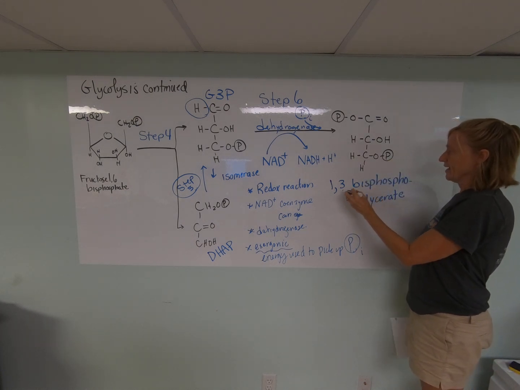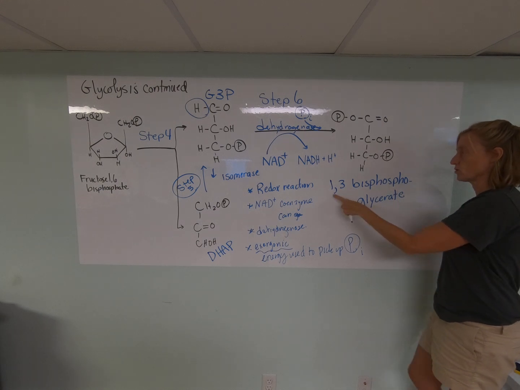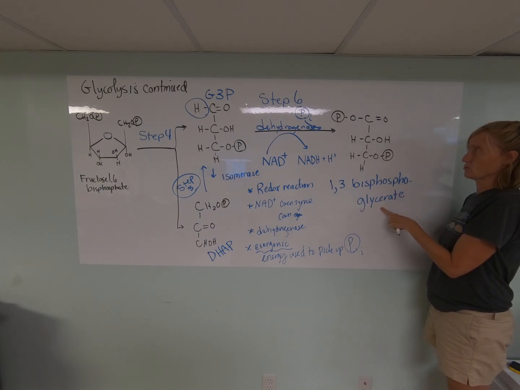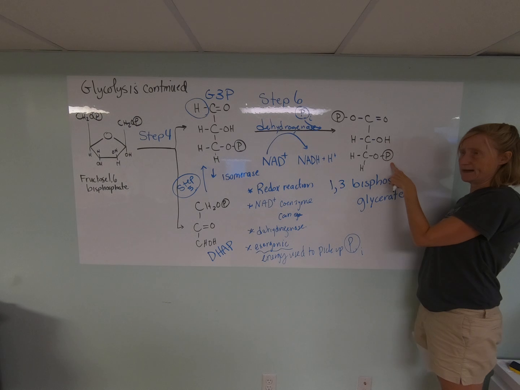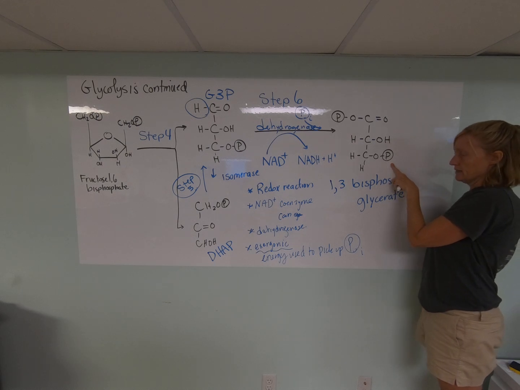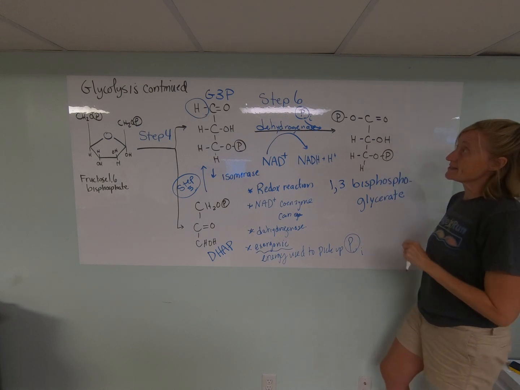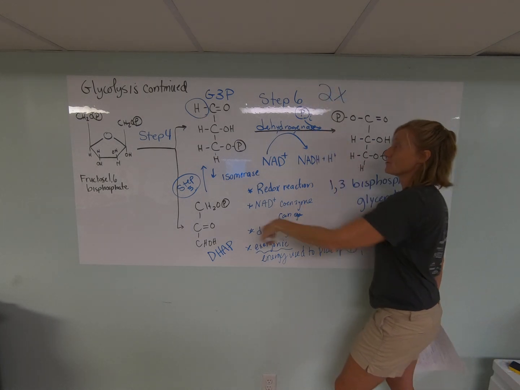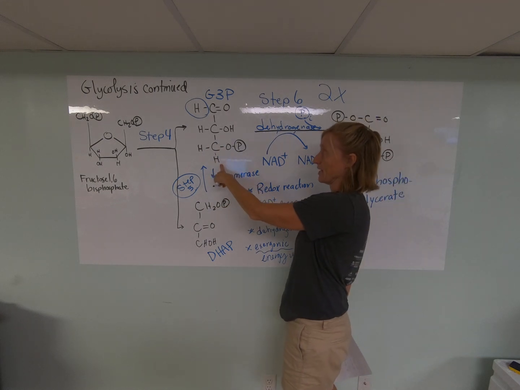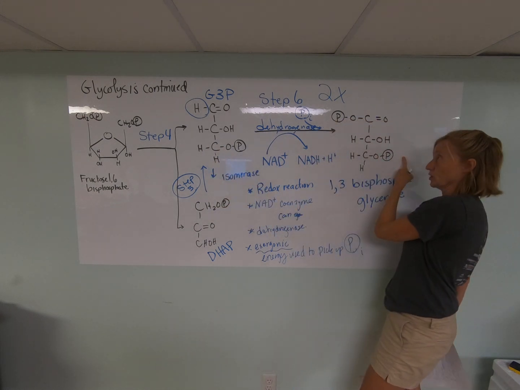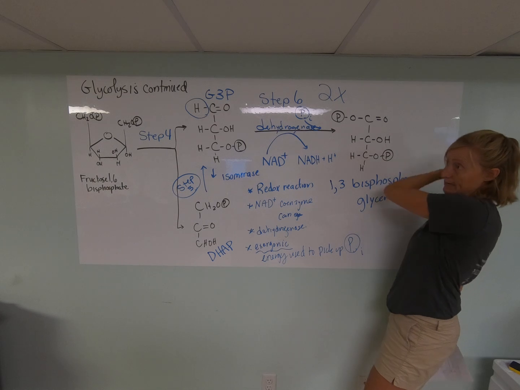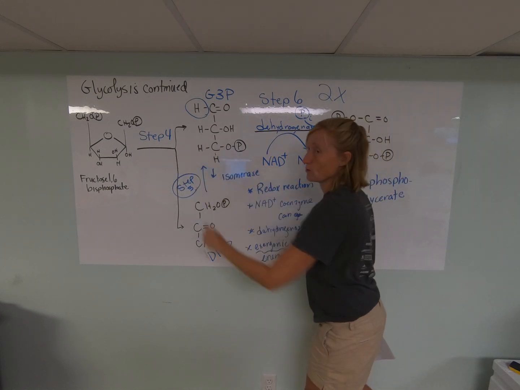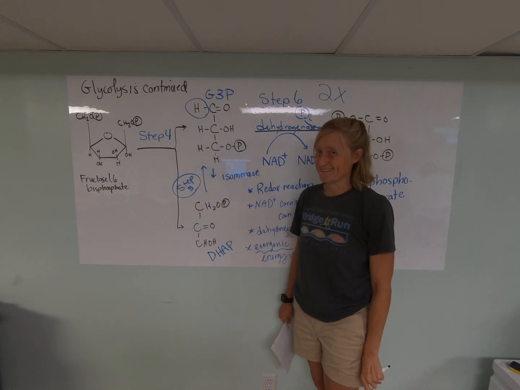And now we have a molecule that's no longer a sugar. It's called 1,3-bisphosphoglycerate. It has 2 phosphates on it, and those must be useful for something. And this step happens twice. So remember, we have 2 molecules of glyceraldehyde 3-phosphate that can go through steps 6, 7, 8, 9, and 10 if we started with 1 molecule of glucose way back there.